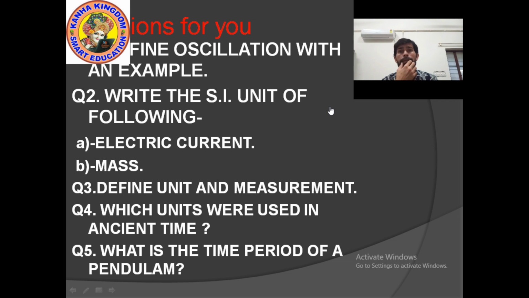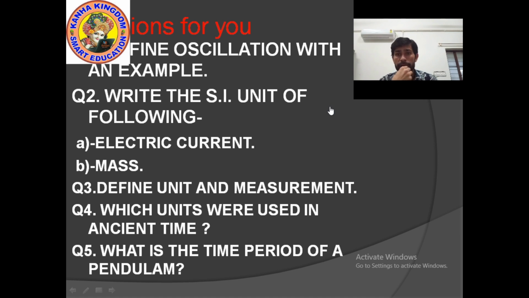Okay, last question. Question number 5 is, what is time period of a pendulum? Yes, what is the meaning of time period? The time taken to complete one oscillation is called time period.